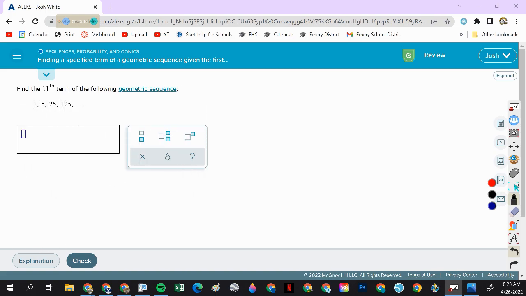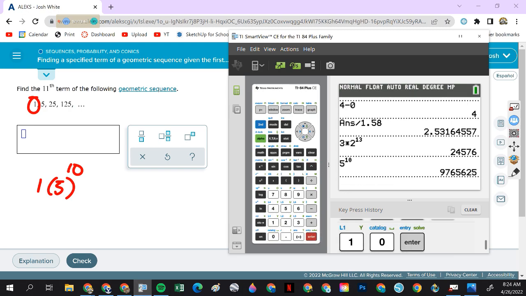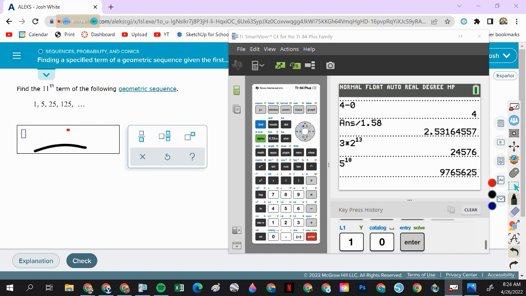Okay. What's the pattern here? Timesing by 5. So how many multiplies by 5 do I need? I need 10 after this. So 1 times 5 to the 10th. So 5 to the 10th is that number. Okay. Yeah, that's the answer. Geometric sequences can get very large very quickly.